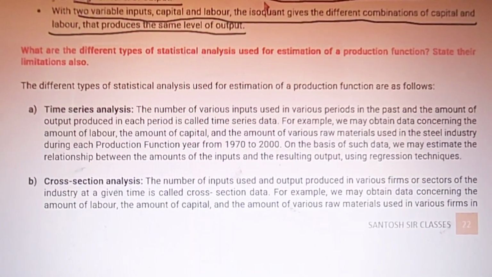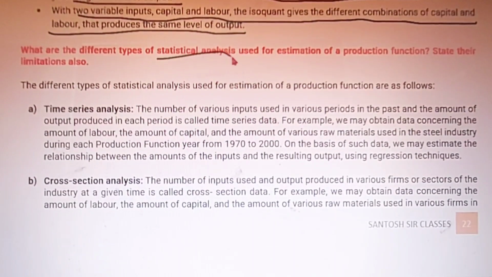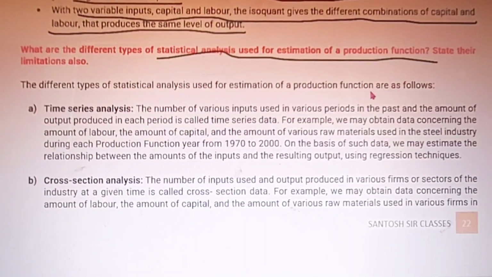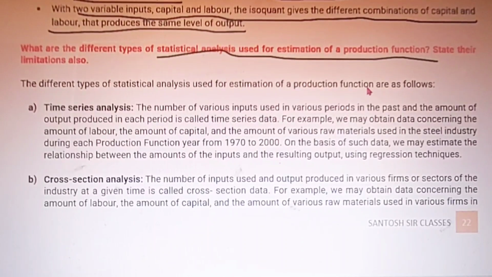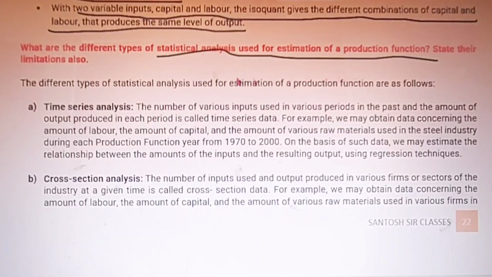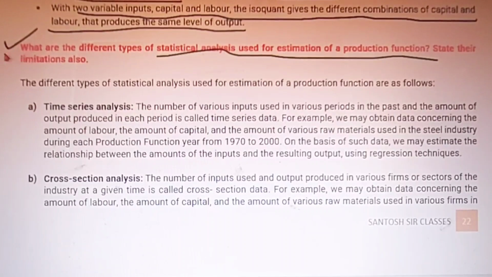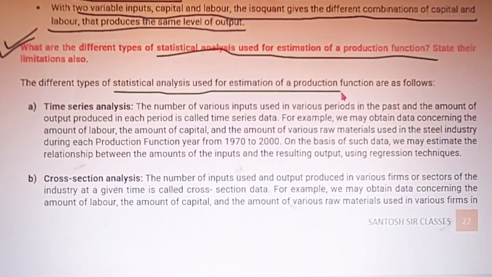The next question is, what are the different types of statistical analysis used for estimating production function? And the question must be very clear because it's a very important question. It comes in exams many times. So prepare this question well. The different types of statistical analysis used for estimation of a production function are, first, time series analysis.